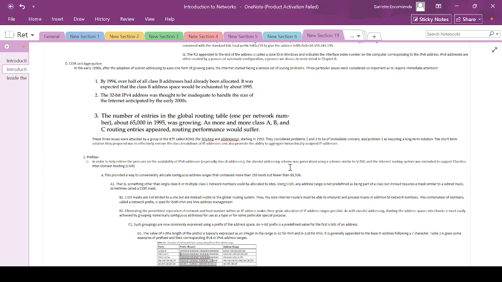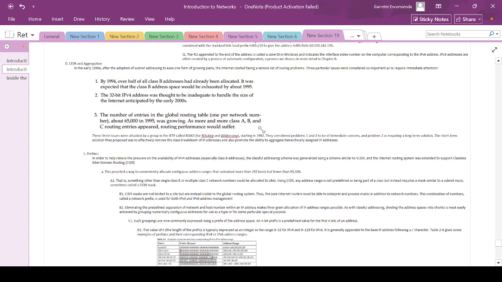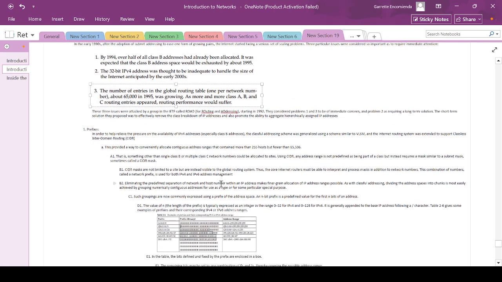First, by 1994, over half of Class B addresses had already been allocated. It was expected that the Class B address space would be exhausted by about 1995. The 32-bit IPv4 address was thought to be inadequate to handle the size of the internet anticipated by the early 2000s.